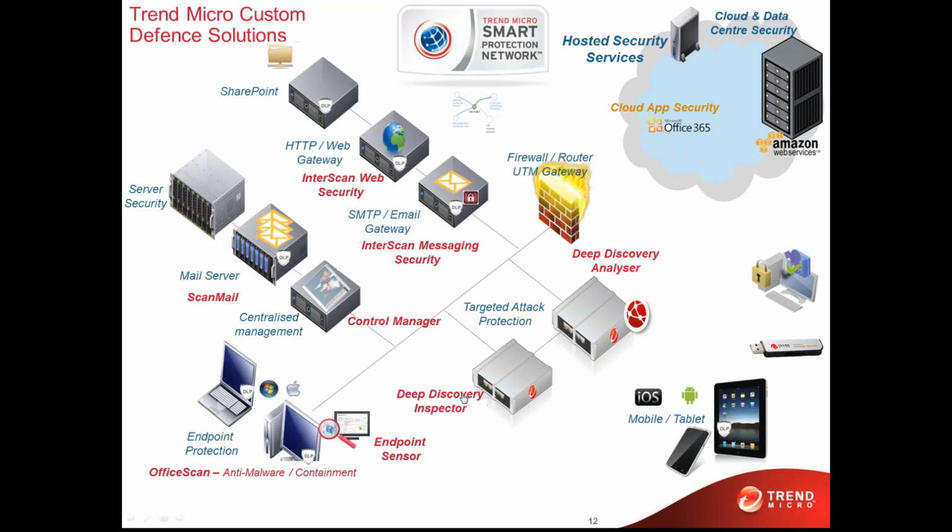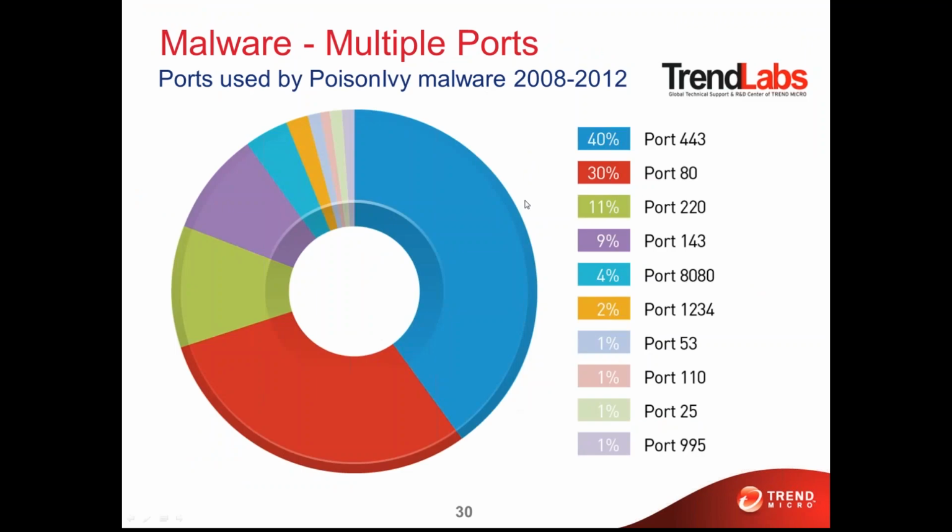Okay, so when we look at the inspector, one of the very important points around network traffic analysis is that there are other vendors out there that talk about protecting web and protecting email. Yes, they're very important, and they're often the initial compromise, but there are a lot of other ports that malicious software uses. So Poison Ivy, a known exploit tool, you can see it uses 443 and port 80, which are known web protocols.